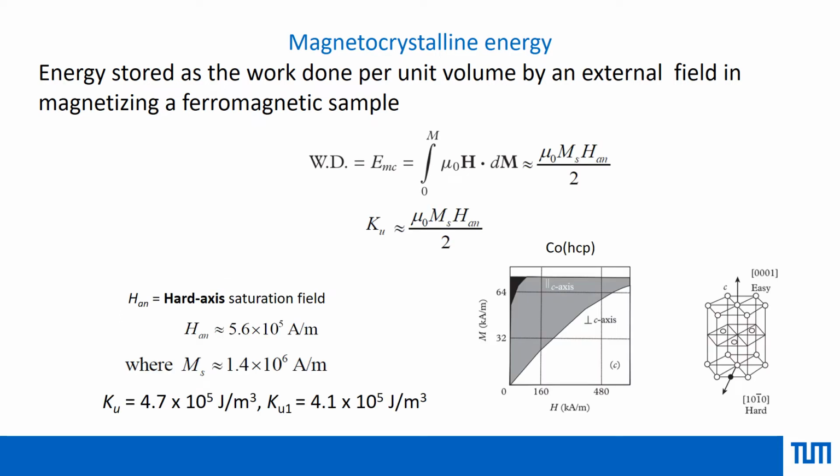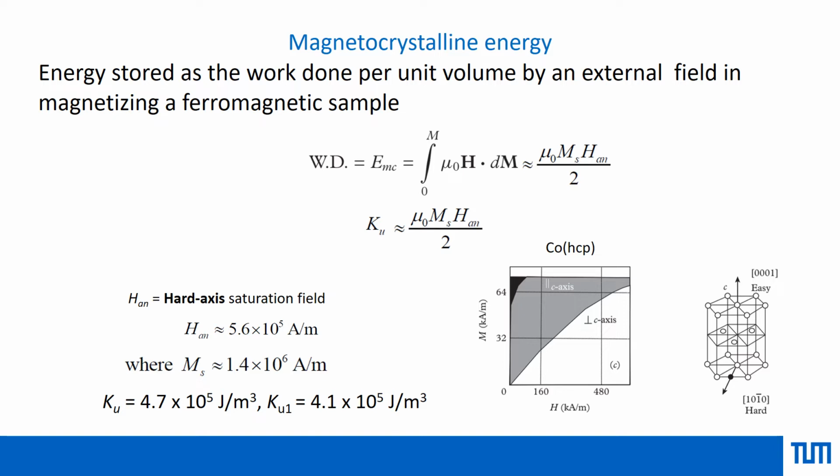So looking back at this equation again, we can approximate it to an anisotropy constant, which can tell us how much anisotropy is present in our system. So for this one, we can just approximate this work done to the saturation magnetization multiplied by the anisotropy field, where the anisotropy field here is just the field required to saturate along the hard axis. So in this case, it will be the field required to saturate magnetization perpendicular to the C axis for cobalt. And then this difference of the work done can be approximated to the uniaxial anisotropy constant.